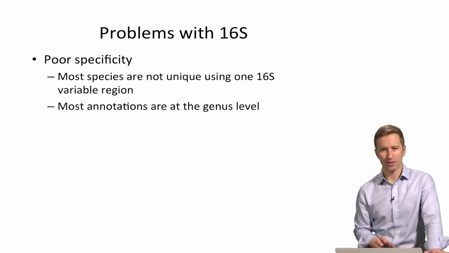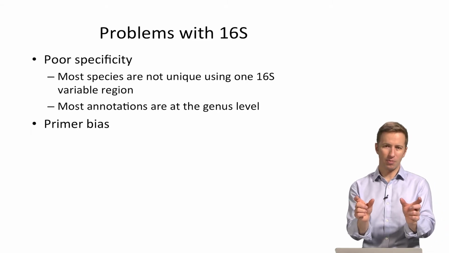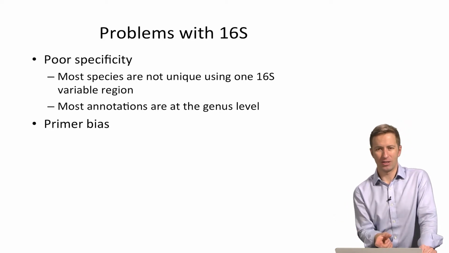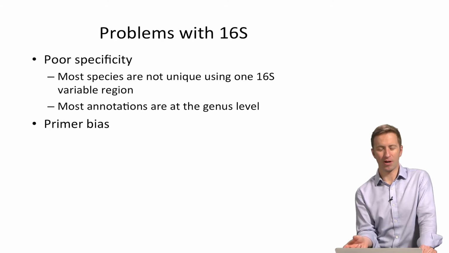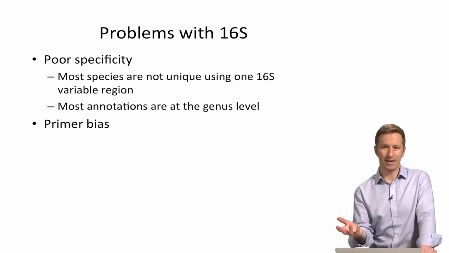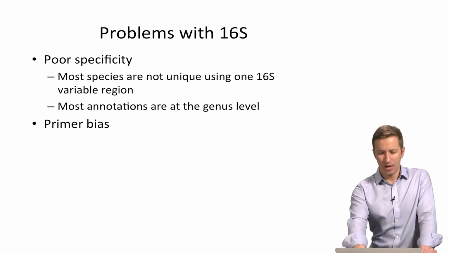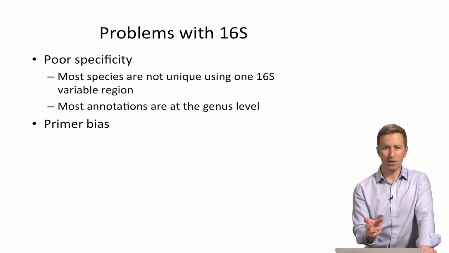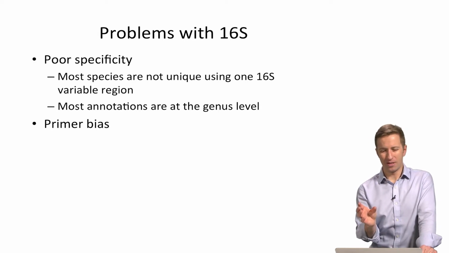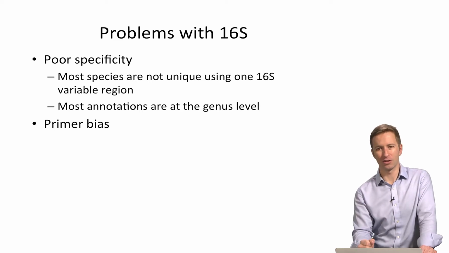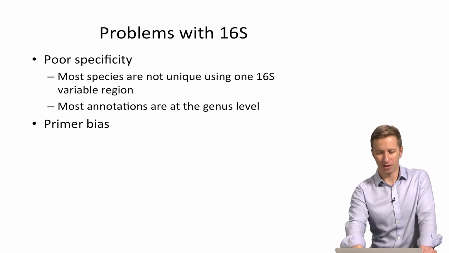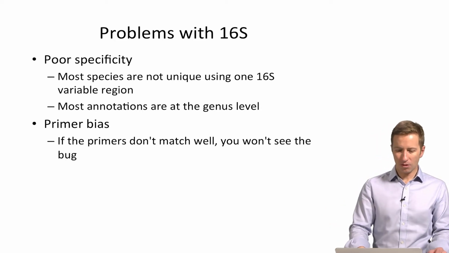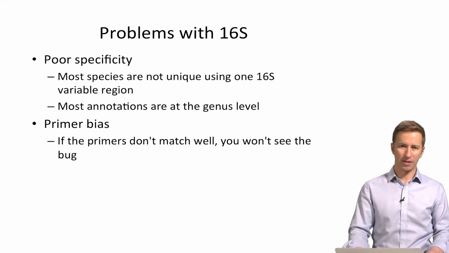You also have primer bias. Because you're having to design these probes, DNA probes or primers, to amplify out that gene, if you haven't designed a primer to match a particular bug, then it'll just get dropped out completely. And you can also have times when there's some mismatch, and depending on what method you use, you may still see the bug, but its concentration will be much, much reduced in the output relative to what it actually is in the community. So if primers don't match well, you just won't see the bug.